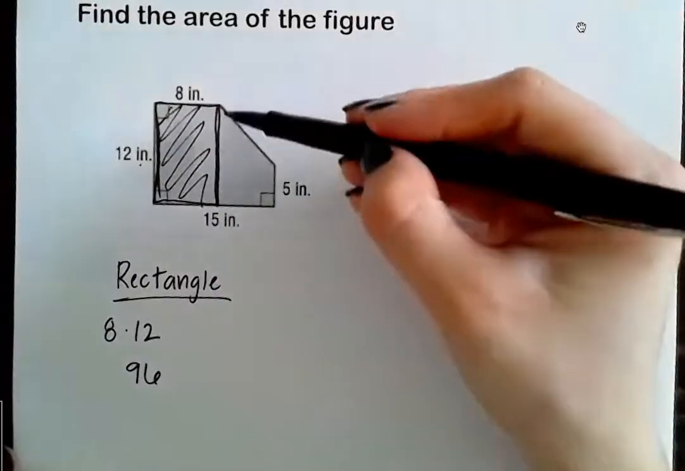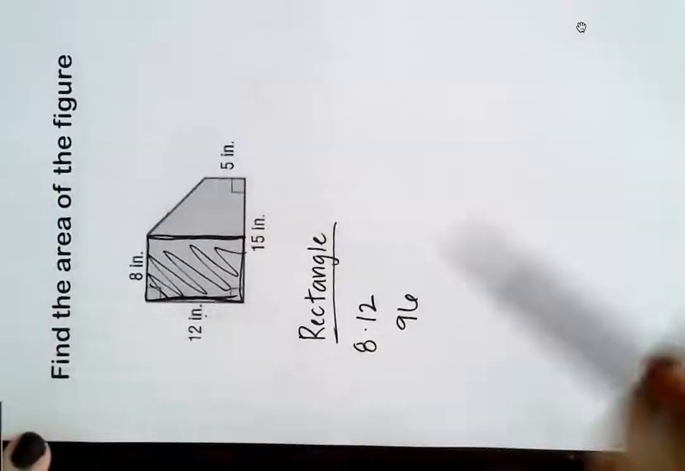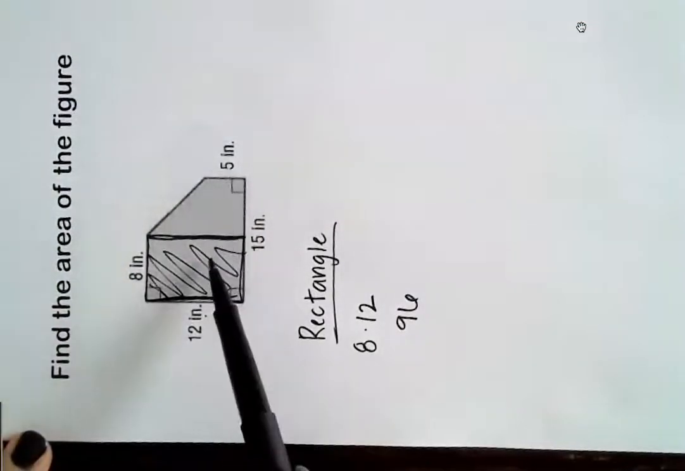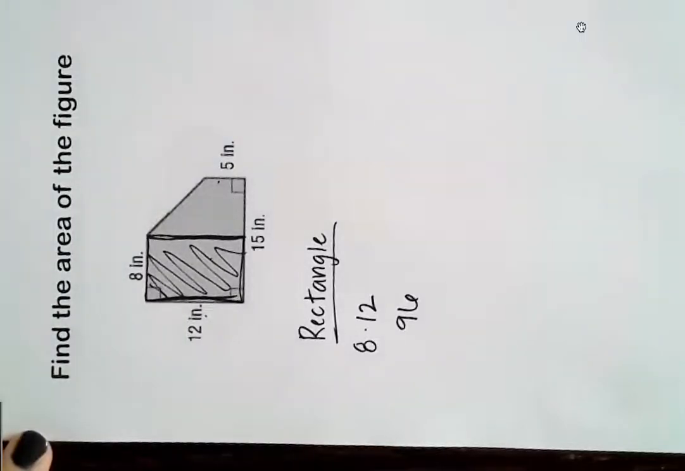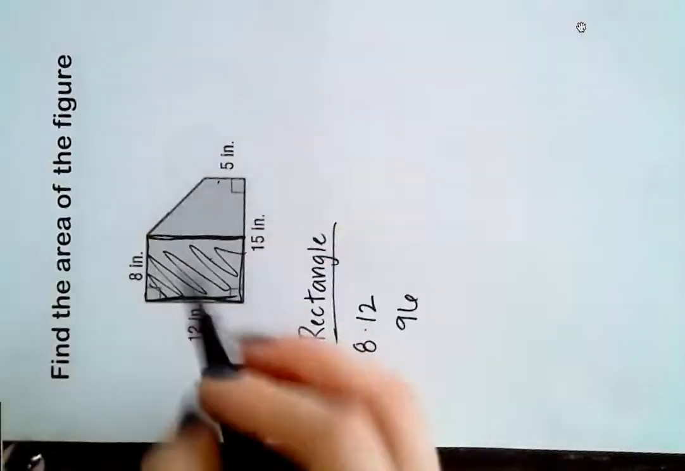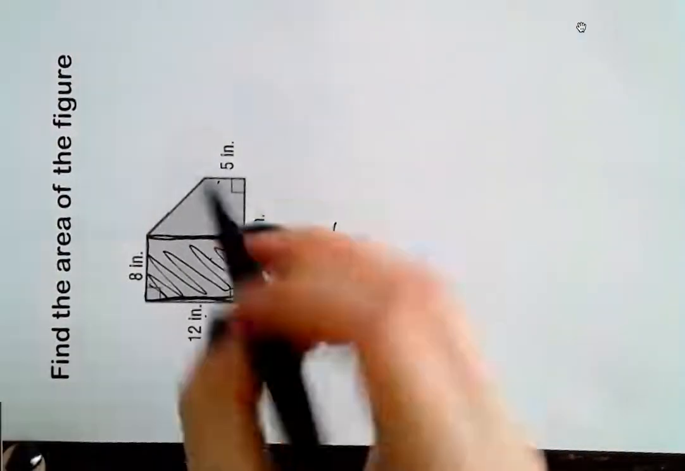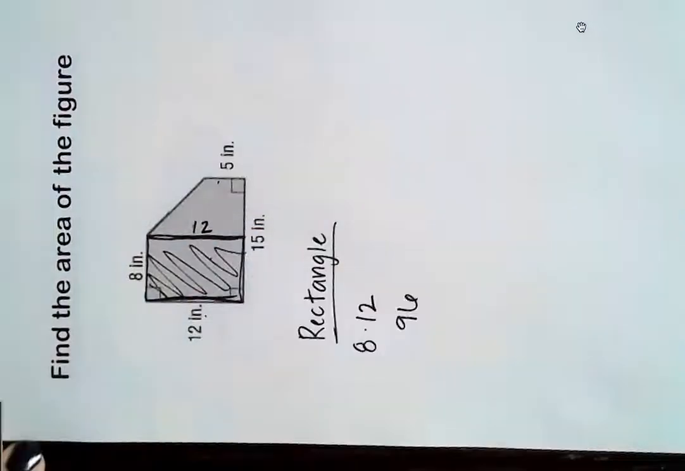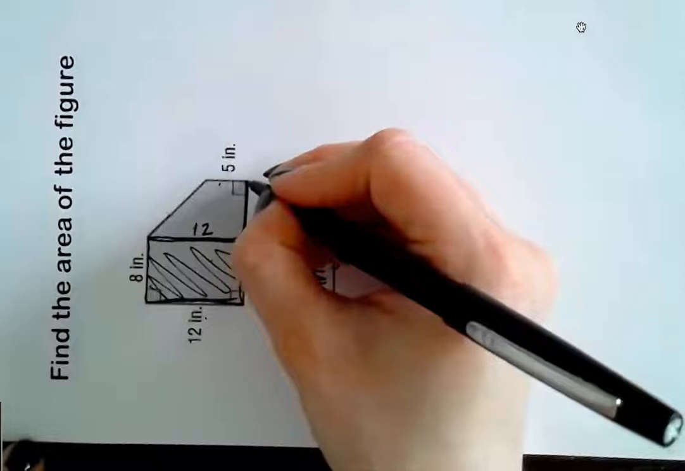And now what we have left over is this trapezoid. So if I were to turn it like this, do you guys agree that this would be a trapezoid? Here's one base and here's my other base. So what we're missing is this base down here, but good news, this length right here is the same as this guy right here. So that's 12. But now my question is, what is our height? What is this guy here?